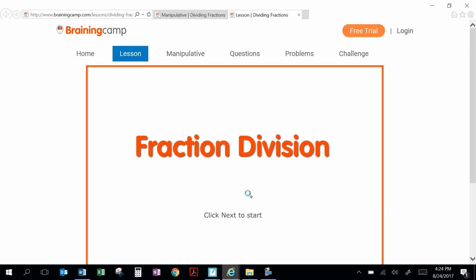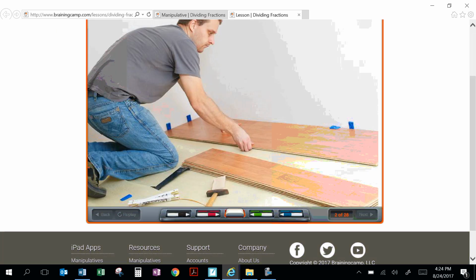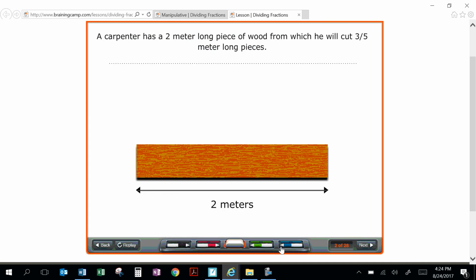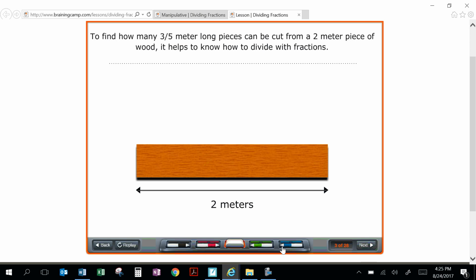So this is a website. And so you click on next. A carpenter will cut a 2 meter long piece of wood from which he will cut 3/5 meter long pieces. To find out how many 3/5 meter long pieces can be cut from a 2 meter piece of wood, it helps to know how to divide with fractions.